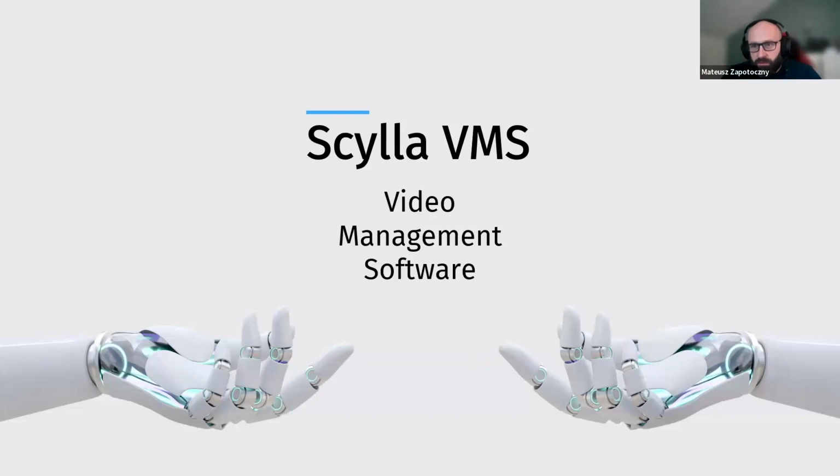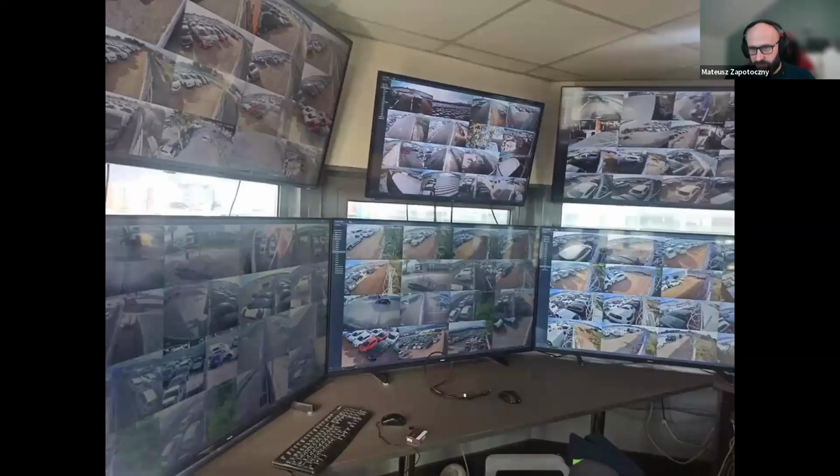So video management software, when we start from the beginning, what is video management software? Well, usually when people think about the VMS, they think about something like this: a security guard watching multiple screens, looking at the cameras, sitting in his own booth. So video management software is some kind of tool. It's software to get all the streams from the cameras and display them on the screens.